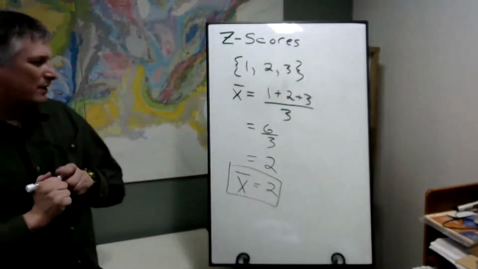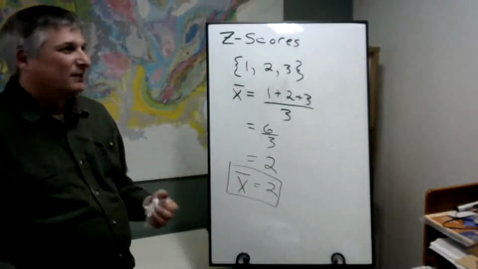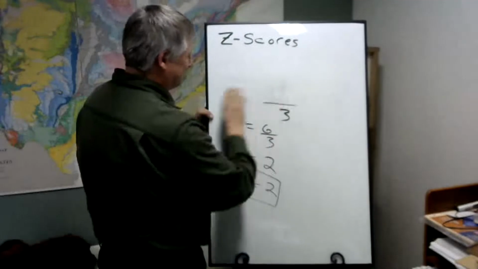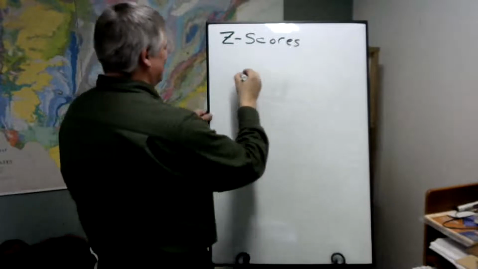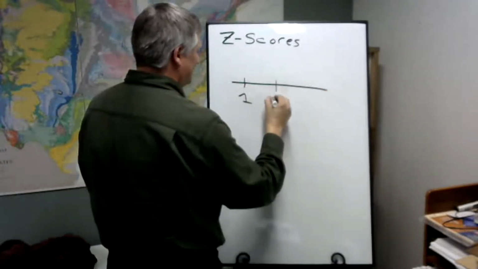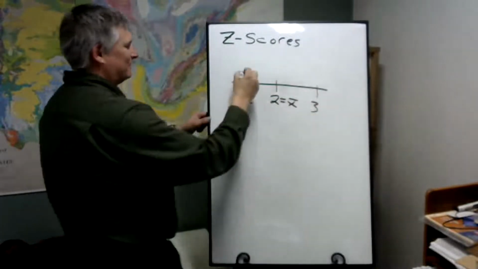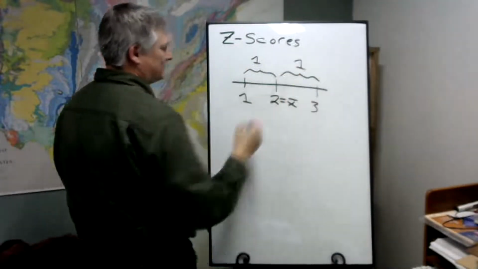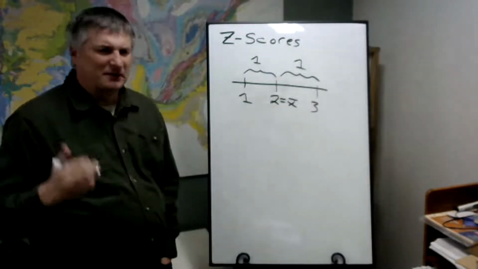And so what we want to do is measure how far these data values are from the mean of 2. Well, that doesn't seem terribly hard here. Let's put our data on a number line. 1, here's 2, which is also our x bar. Here's 3. Well, 1 is a distance of 1. 3 is also a distance of 1, and 2 is a distance of 0. So there we go, we got the distance.